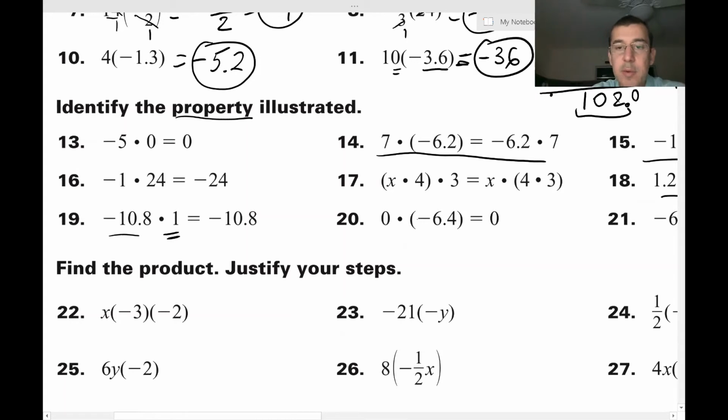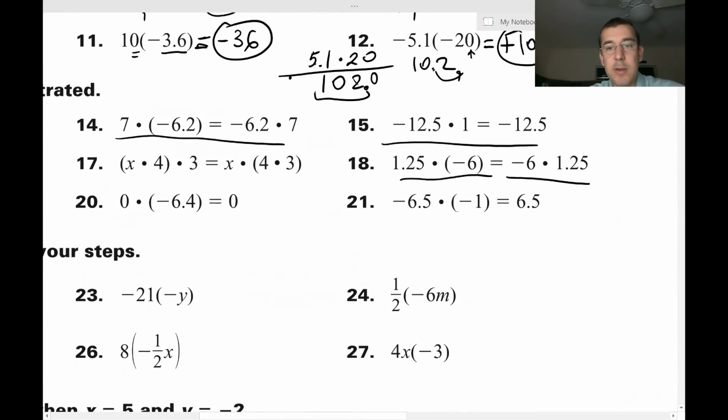Number 19, this is the identity property of multiplication, because a number multiplied by 1 is that same number. 20, any number times 0 is 0. So this is the multiplicative property of 0. 21, this is the multiplicative property of -1. When a number is multiplied by -1, it is the opposite of that number. Okay.